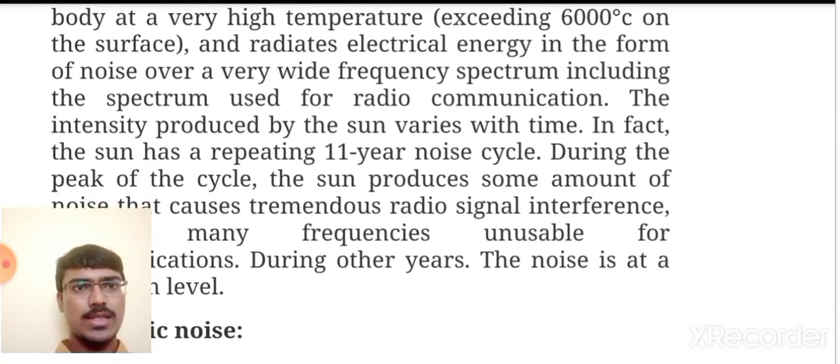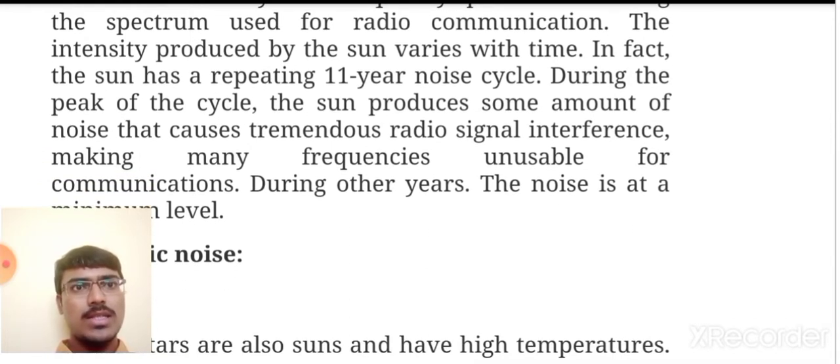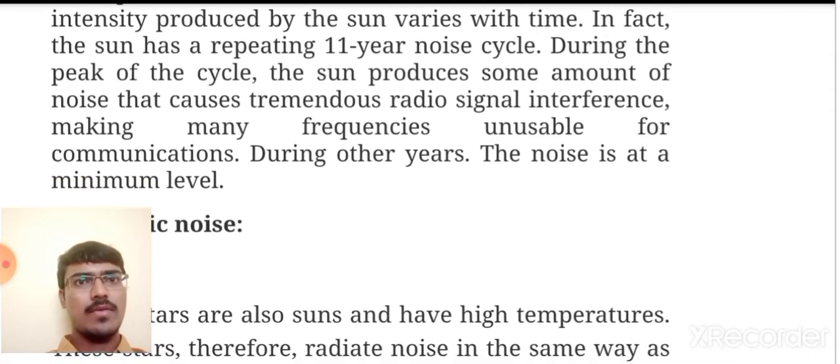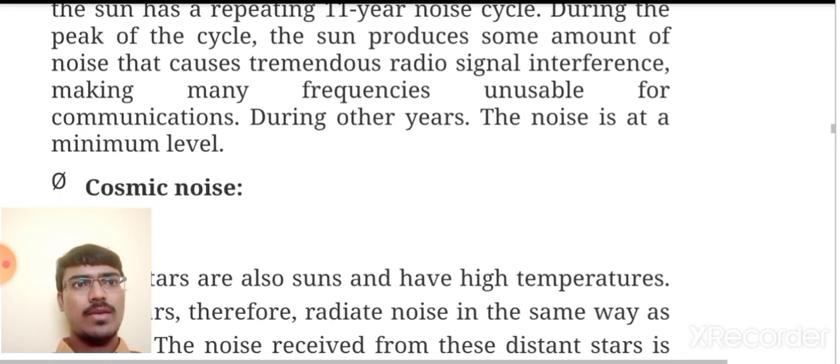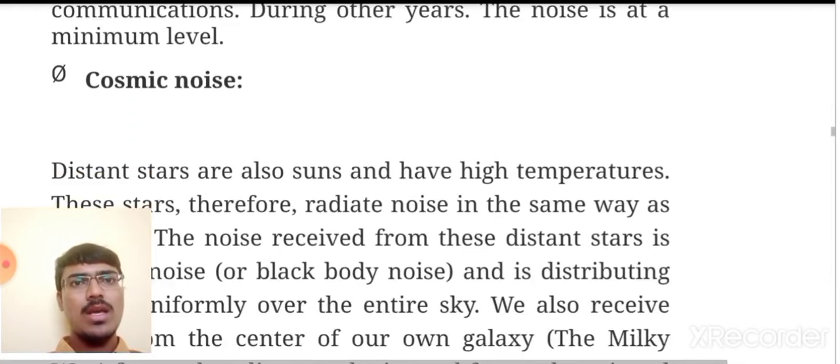In fact, the sun has a repeating cycle of noise. During the peak of this cycle, the sun produces an amount of noise that causes tremendous radio signal interference, making many frequencies unusable for communications. During other years, the noise is at a minimum level. Cosmic noise.